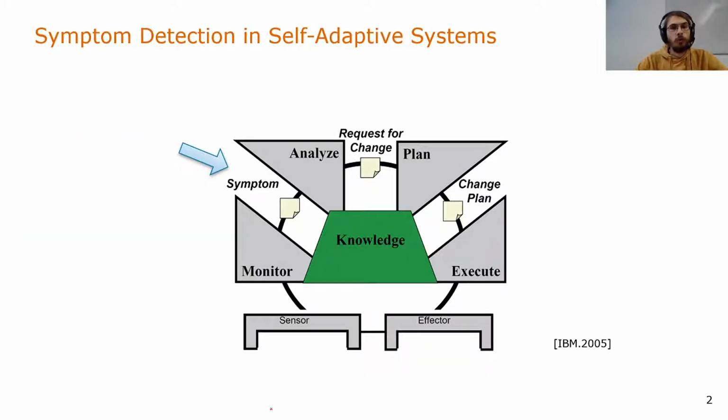I assume that in this audience everyone is familiar with the MAPE-K loop for system self-adaptation. So to provide a bit of context, we're focused on the part of the loop that is concerned with the detection of symptoms that indicate issues for self-adaptation. That is the monitor and analyze phase and the knowledge base.